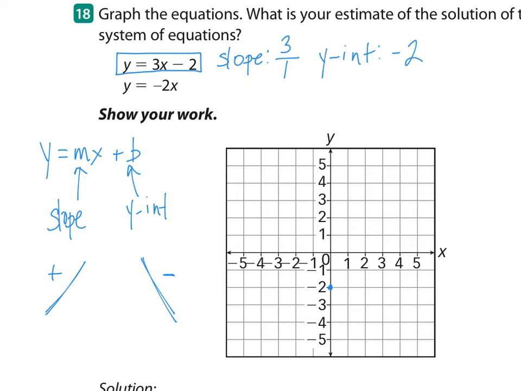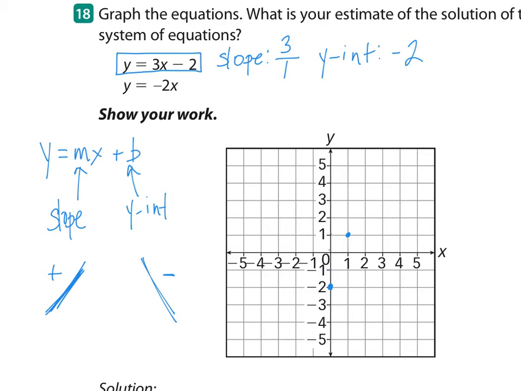And I have a slope of 3/1. So remember, in slope, you go up or down first, and then left or right. So I'm going to go up 3 and over 1, but remember, I want my line to look like this. So I'm going to go up 1, 2, 3, over 1. Remember, we go up 3 and over 1 from our y-intercept, from -2.